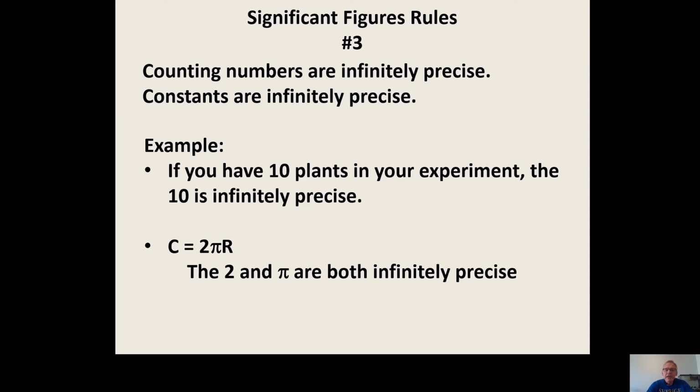If you have a formula, like the circumference of a circle is 2 pi r, the 2 and the pi are infinitely precise. It's not 2, one significant figure. It's 2.000. It's not approximately 2. It's exactly 2, infinitely precise. And pi is infinitely precise. It's 3.141592, and so on. All those numbers are infinitely precise.